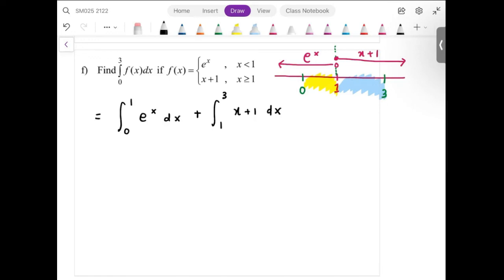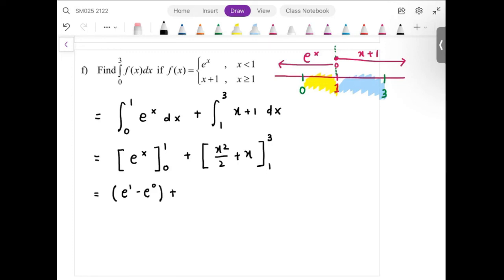Next, you straight away integrate each function separately. So we have the first function would be exponential to the power of x itself. Limit from 0 up to 1. And then for the second function, integrate that part. We have x squared over 2 plus x. And then our limit will be from 1 up to 3. Hati-hati, next part, we have to substitute the limit. So, for the first function, e1 minus e0.